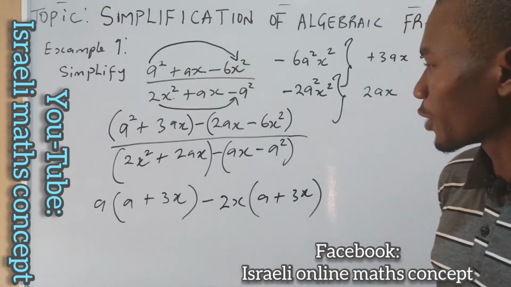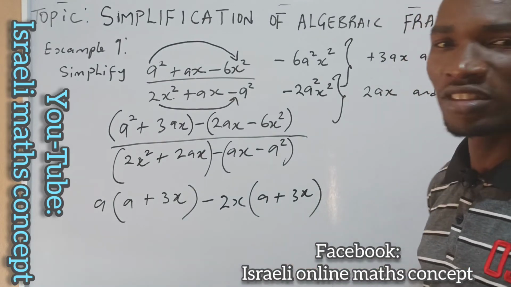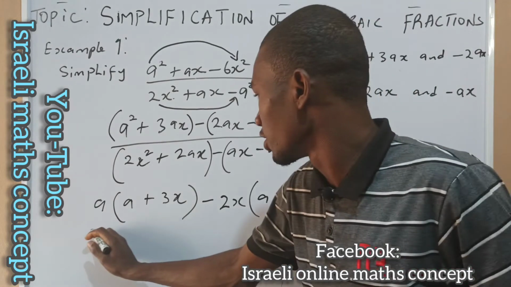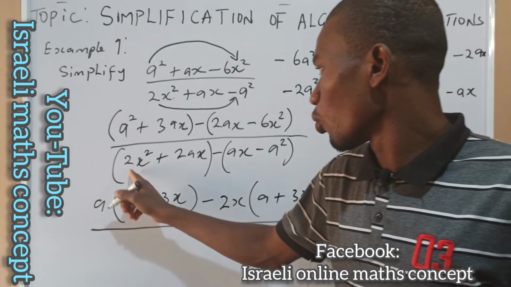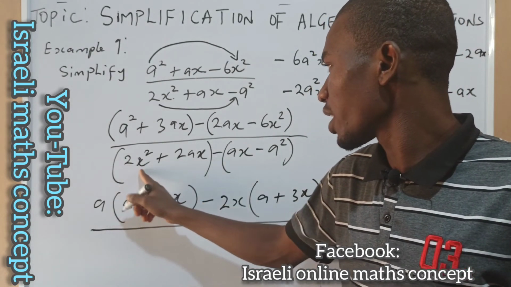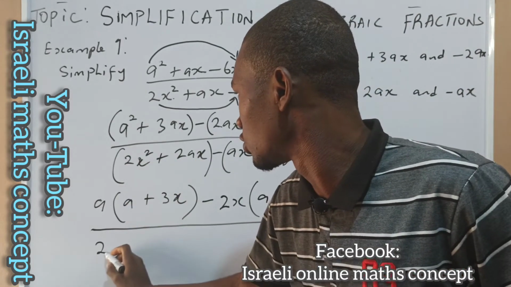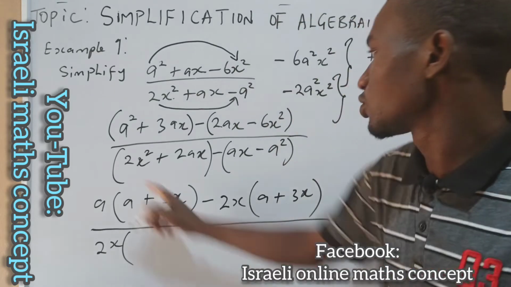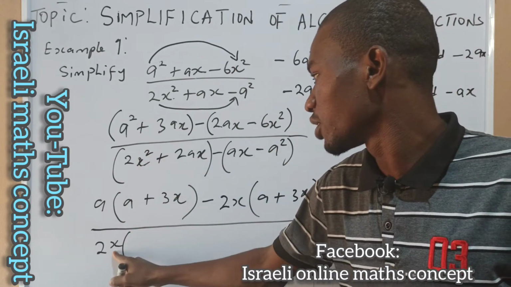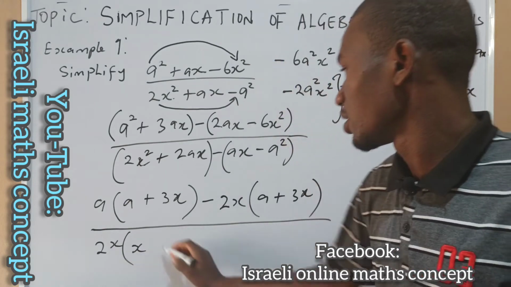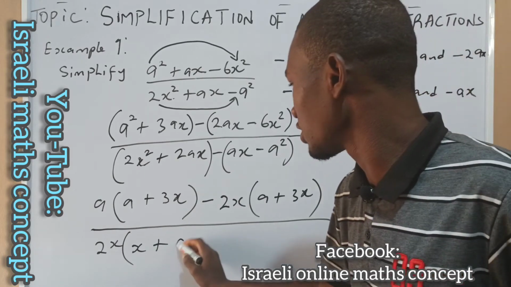Now, for you to know whether you are correct, we discover that what you have in this bracket is the same thing as what you have in this other bracket. Then all over. We also factorize the denominator. What is common to 2x raised to power 2 and 2ax? The common factor is 2x. And 2x squared divided by 2x, we are left with only x, plus 2x divided 2ax, we are left with a.